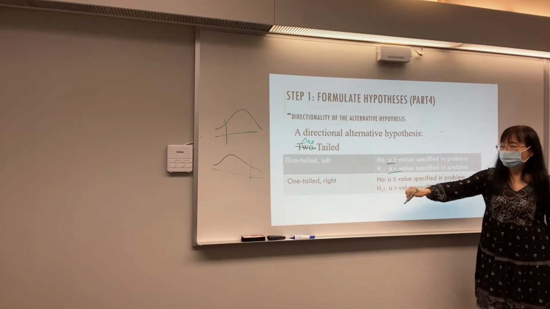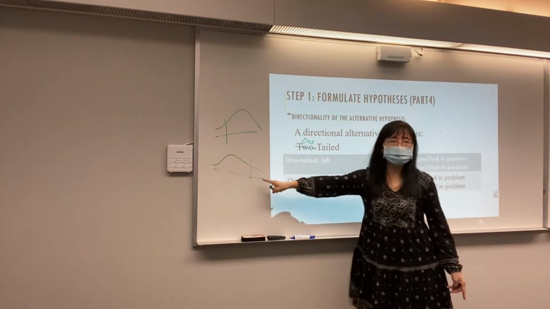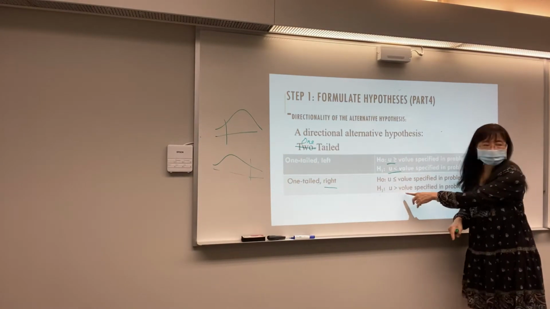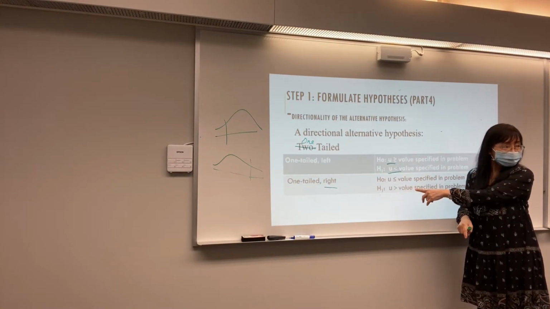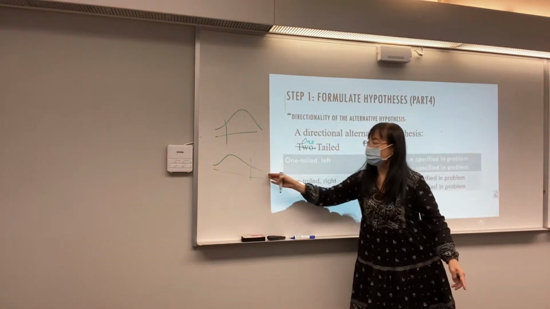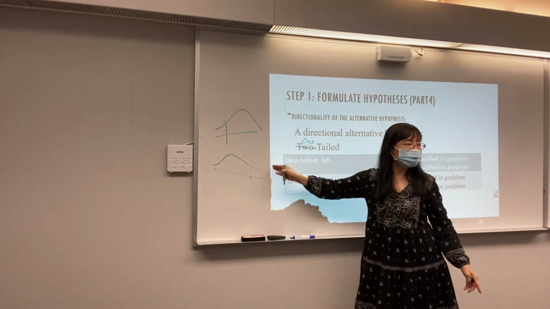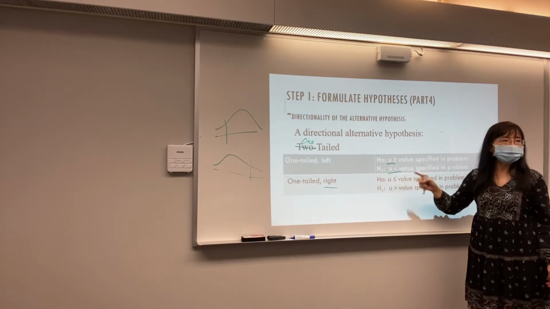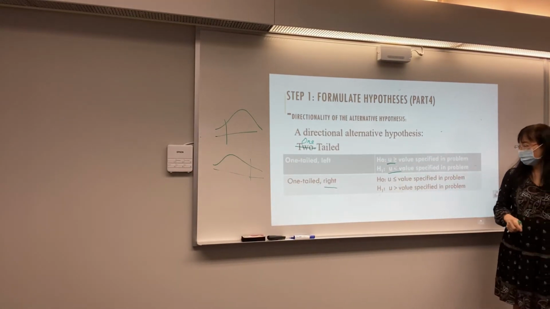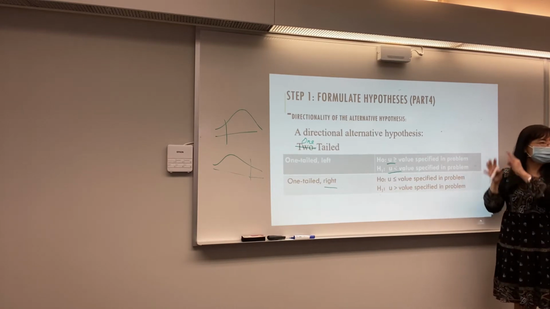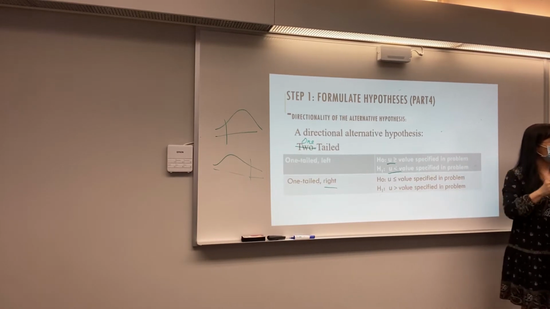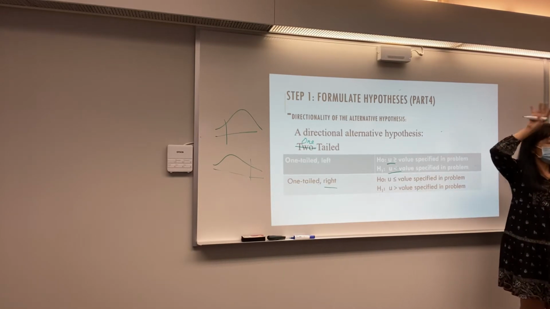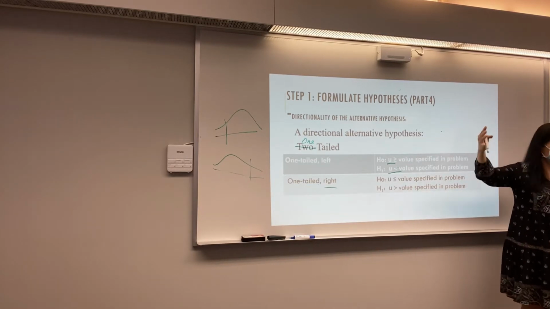Then how about if you are testing the right side, then your research hypothesis will be greater, because you want to test in this direction. Right? And then your H0 will be less than or equal. Make sure, because this is also very important. When you do your homework from the research question, you can kind of tell which direction.